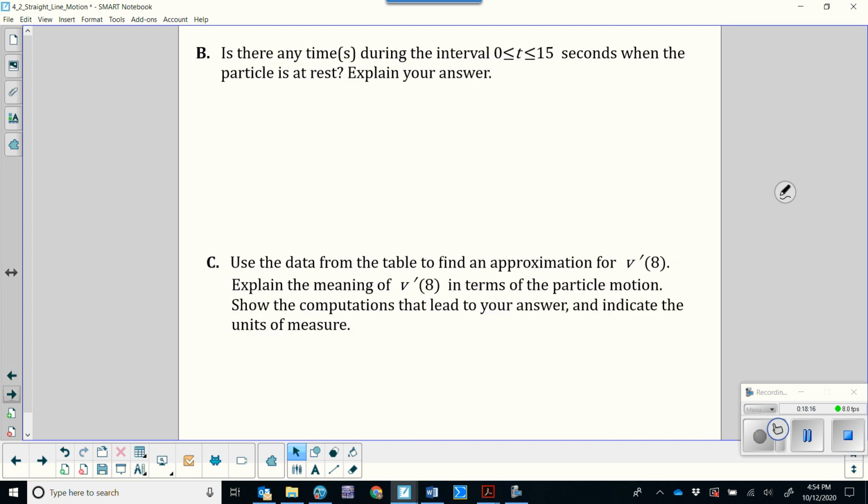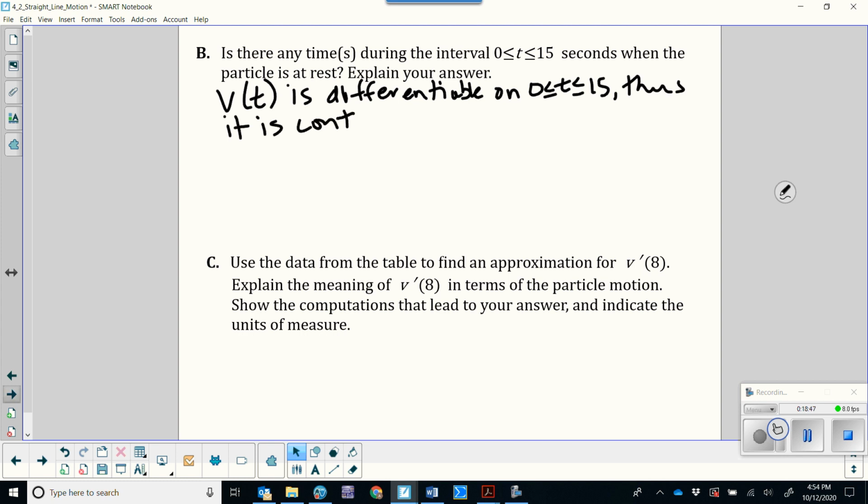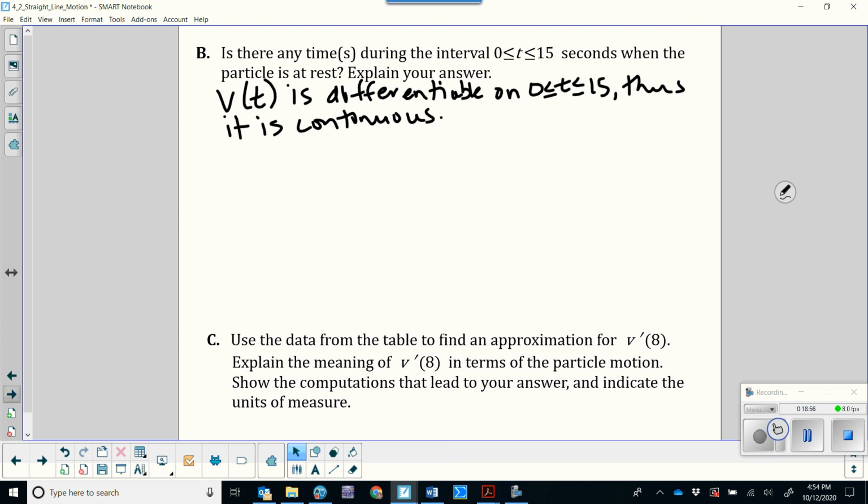Now I'm going to go over and actually answer all that. So now I've thought through all the things that I know. First of all, before I can use that theorem, I need to say that it's continuous. So I'm going to say that v of t is differentiable on 0 to 15, thus it is continuous. That's very important. I have to say that it's continuous before I try to use this theorem.